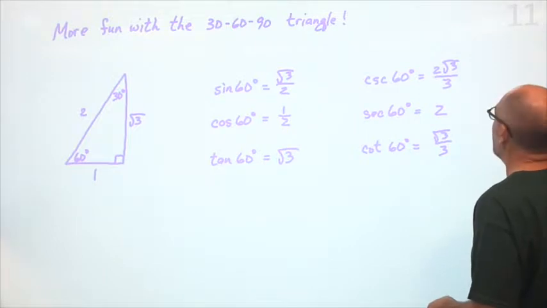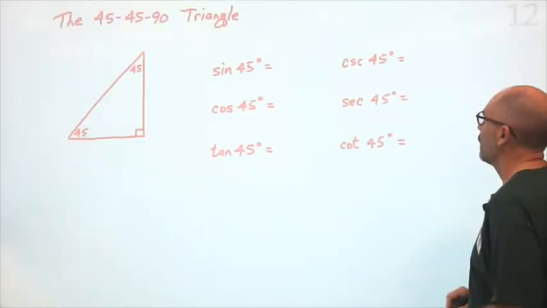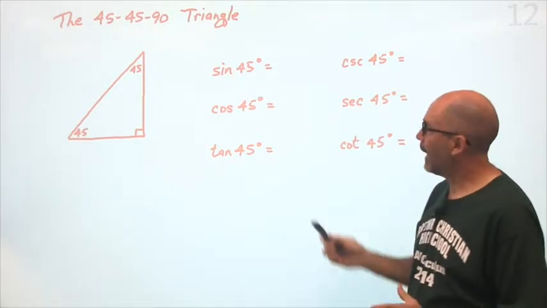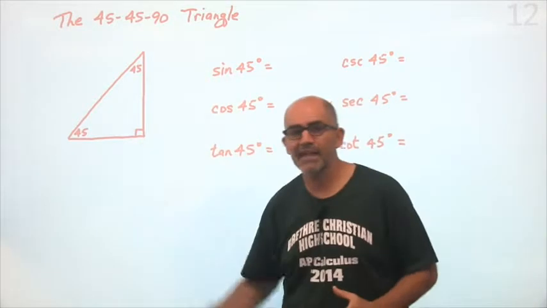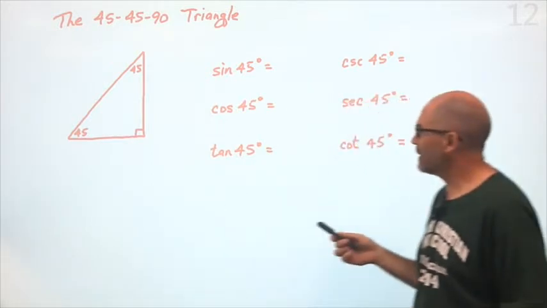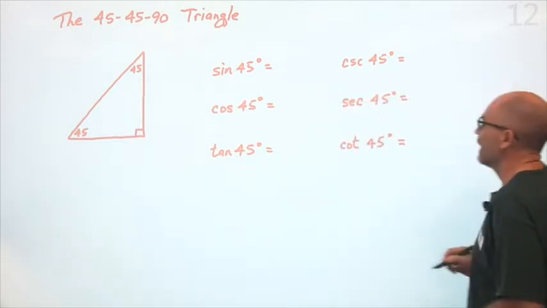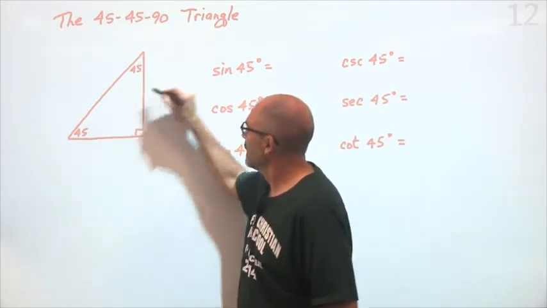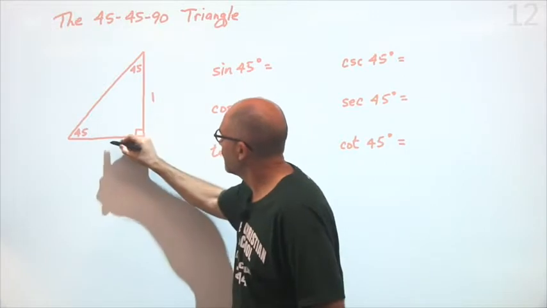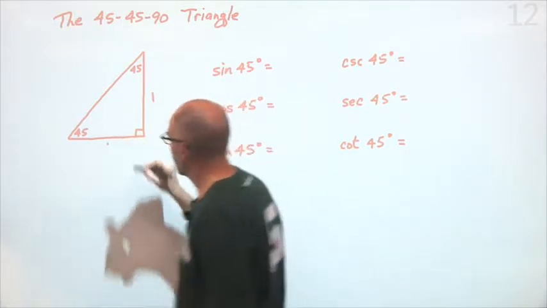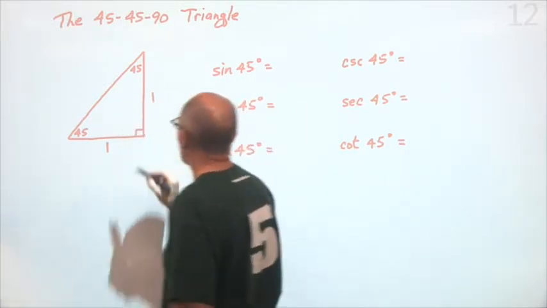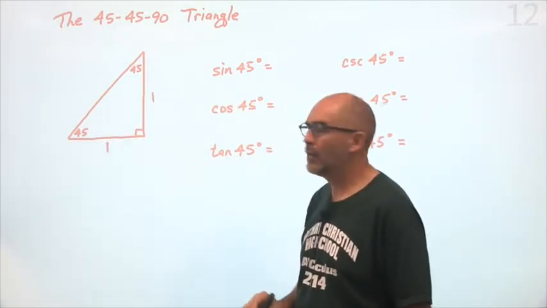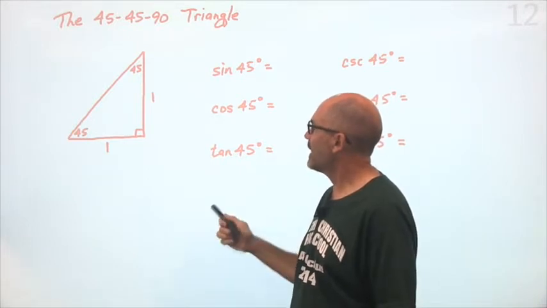All right, now we take our next special triangle, and it's a 45, 45, 90. Now, this one, since the base angles are congruent, then that means we know these two sides are also congruent. So we have the legs of the 45, 45, 90 right triangle are 1 each.